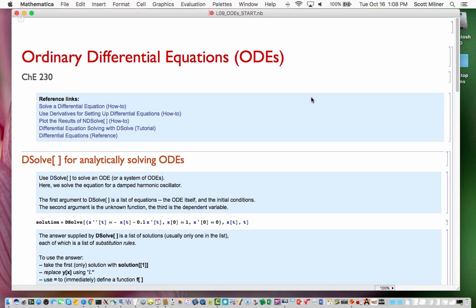This lecture presents techniques for solving ordinary differential equations, ODEs, in Mathematica. There are two basic functions for that purpose, DSolve and NDSolve. They differ in that DSolve solves ODEs analytically and NDSolve solves them numerically.